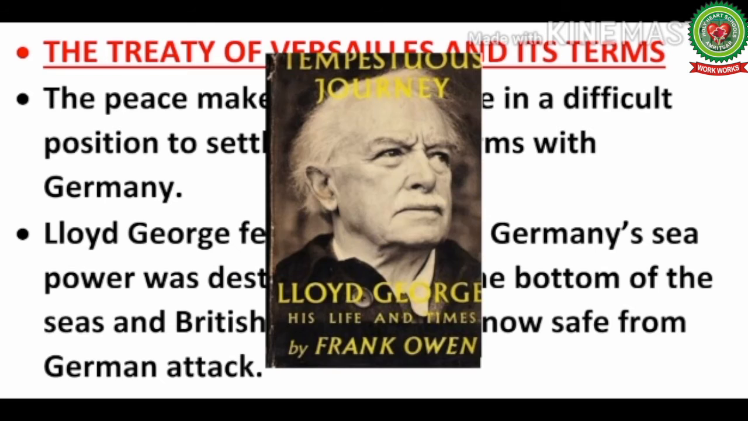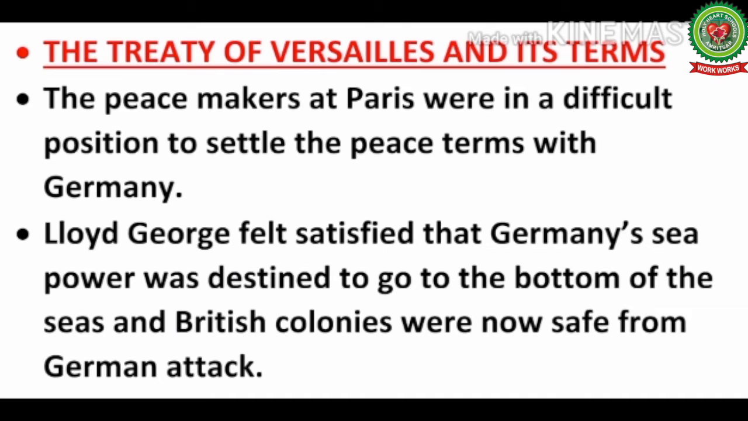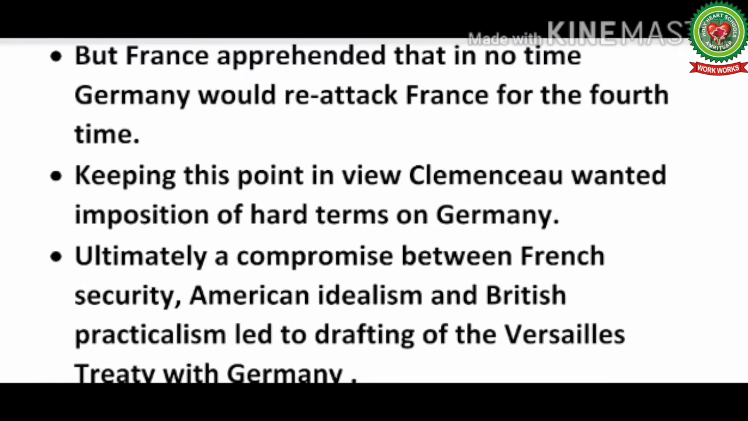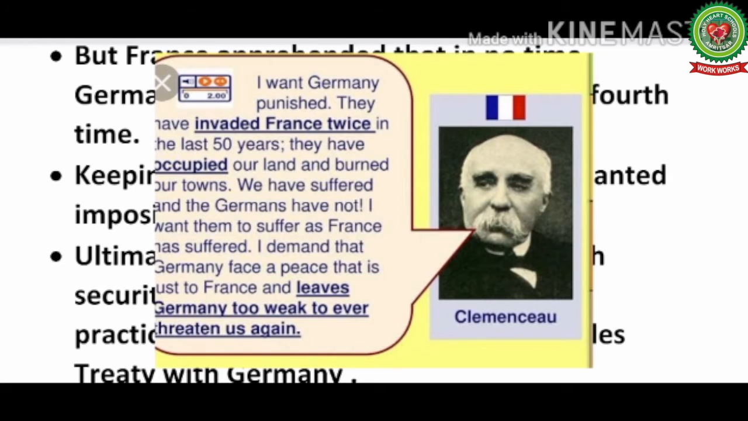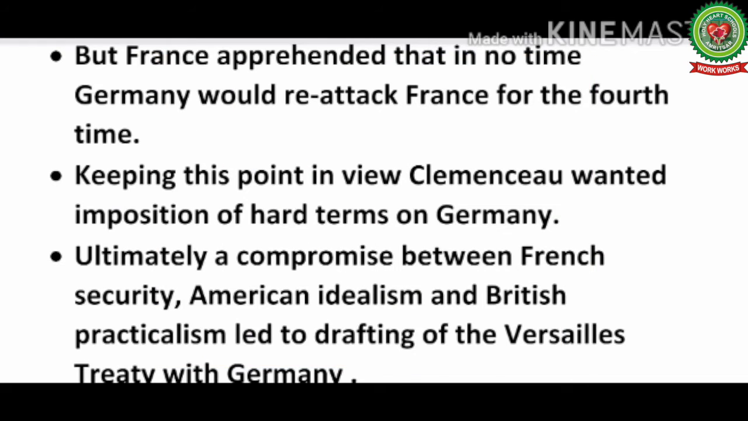Lloyd George, who was the Prime Minister of England, was satisfied that Germany's sea power was to be reduced, and by that the British colonies would be safe from the German attack. But France apprehended that in no time Germany would re-attack France for the fourth time. Keeping this point in view, Clemenceau wanted the imposition of hard terms on Germany. Ultimately, a compromise between French security, American idealism, and British practicalism led to the drafting of the Versailles Treaty with Germany.